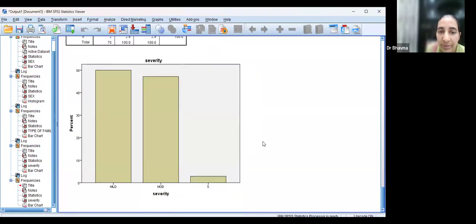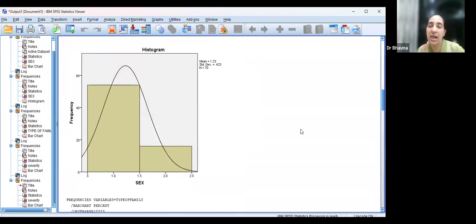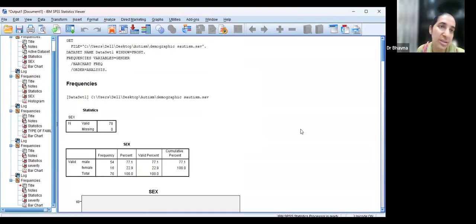And this is what we get. This is the output that we get. Okay? The output is the same: mild, moderate, severe. And this is how you draw charts on SPSS. And this is how you draw charts on Excel. I hope I'm clear. I think I've surpassed 10 minutes, taken 10 minutes extra time.